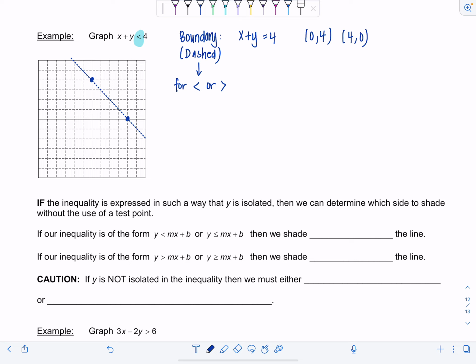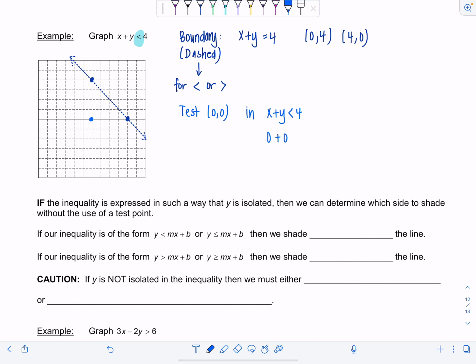All right, look at that. And now we have to figure out which side to shade, okay? Can I test with 0, 0? We'll make sure it's not on the boundary line. No, it's not. There's 0, 0, minding his own business. Okay, so let's test 0, 0 in the original inequality, x plus y is less than 4.